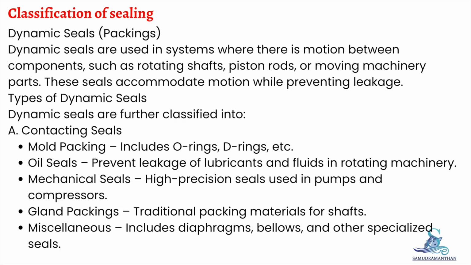Dynamic seals are used where there is motion between components, such as rotating shafts, piston rods, or moving machinery parts. These seals accommodate movement while preventing leakage. Dynamic seals are further classified into contacting and non-contacting. Contacting seals include molded packing, which includes O-rings, D-rings, etc. Oil seals prevent leakage of lubricants and fluids in rotating machinery. Mechanical seals are high-precision seals for pumps and compressors. Gland packings are traditional packing materials for shafts. Other seals include diaphragms, bellows, and specialized seals.